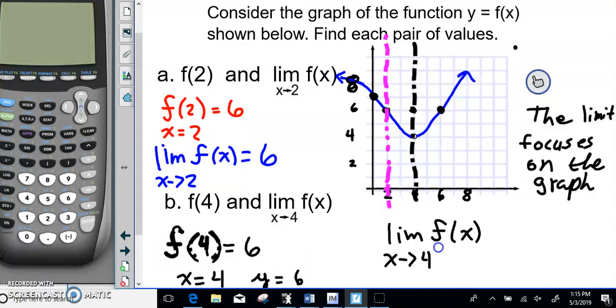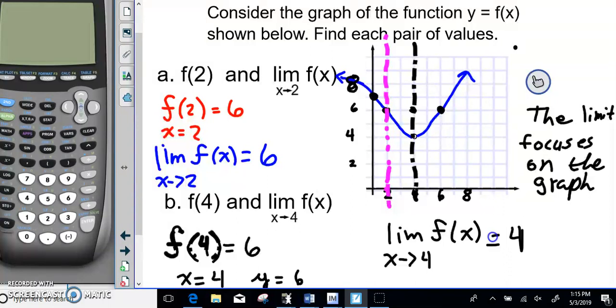So when it comes to this function here, we're looking at this line, and as x gets closer and closer to 4, your y value is going towards something there too. Same thing on this side, as x is getting closer to 4, your y value is going towards 4. So we would say this is 4.